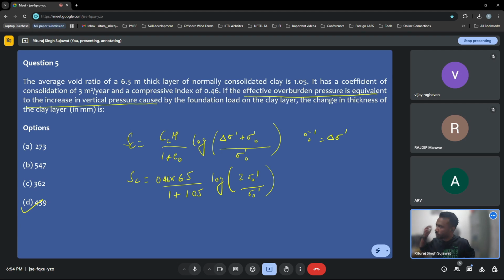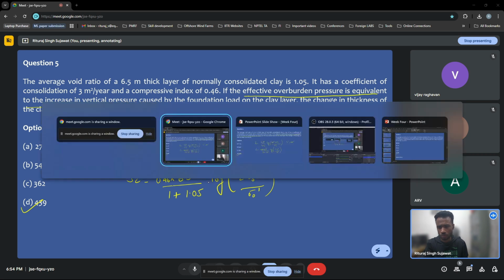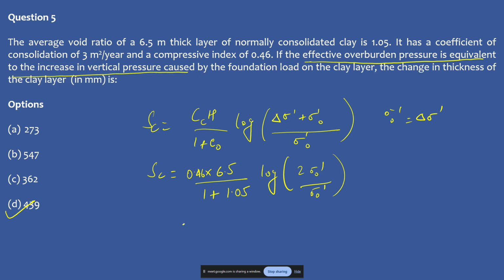So the effective overburden pressure is equivalent to the increase in the vertical pressure, and it has a coefficient of consolidation of 3 meter square per year, and the compressive index is 0.46. Sorry, the value is 0.46 compressive index, and your H value is 6.5. Initial void ratio is given to you.